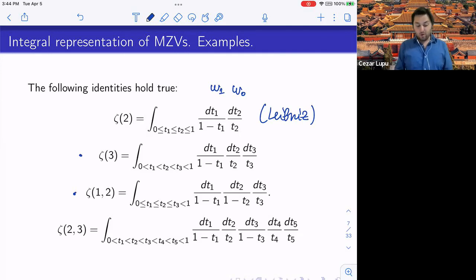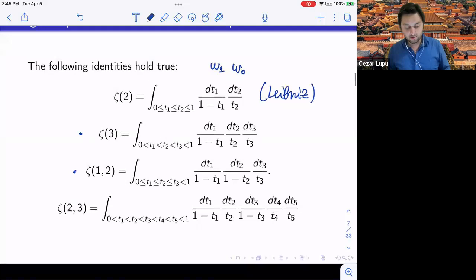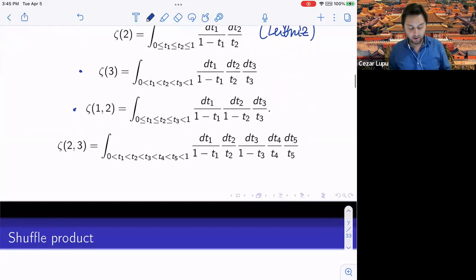Or if you want to go a bit further, in weight 5, we have double zeta values, for example the double zeta value 2, 3, which you can represent as an iterated integral this way. So now we can play around with this iterated integral. We can multiply them, and then we can obtain some other linear relations among these multiple zeta values.